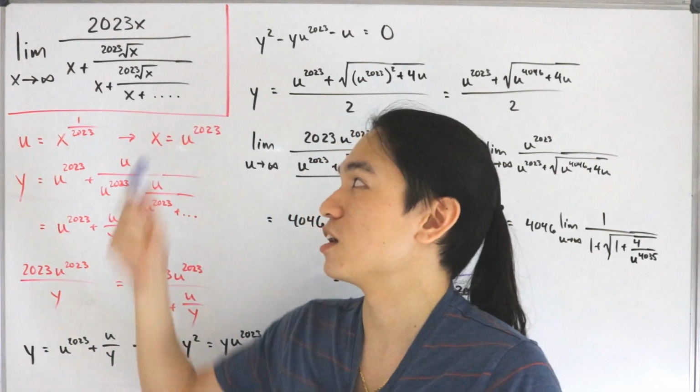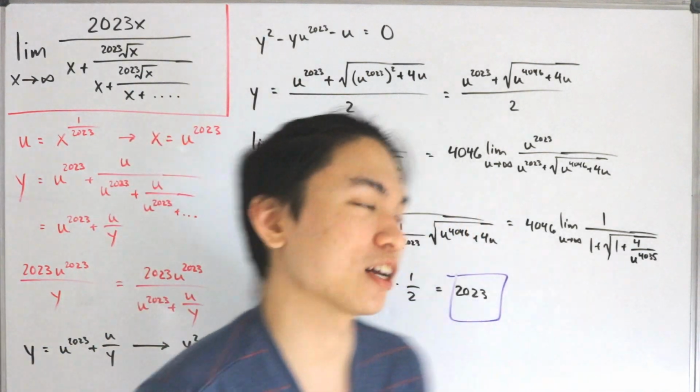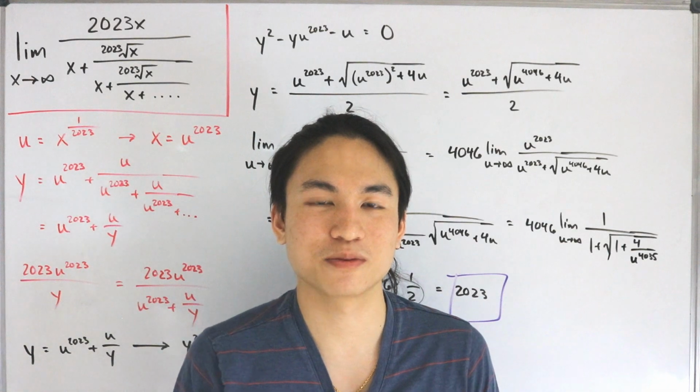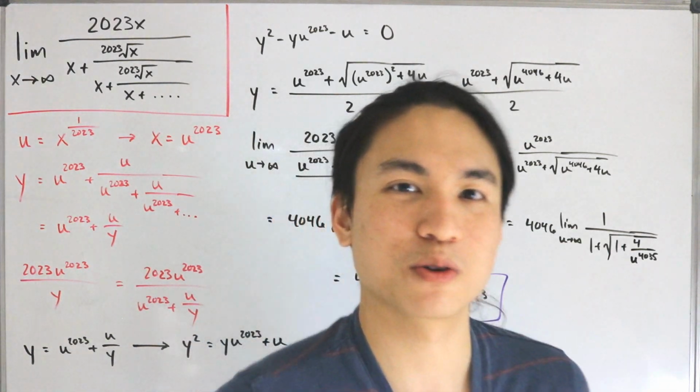So there we have it. Nice limit of a continued fraction. It actually comes down to something simple. So as mentioned, you probably could have guessed that in the beginning. So yeah, that's pretty cool if you ask me.